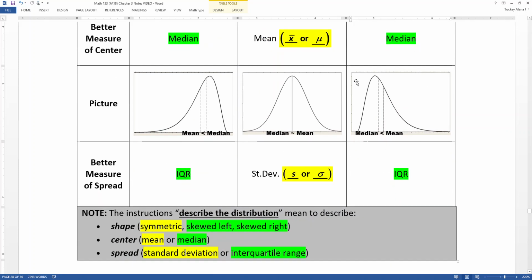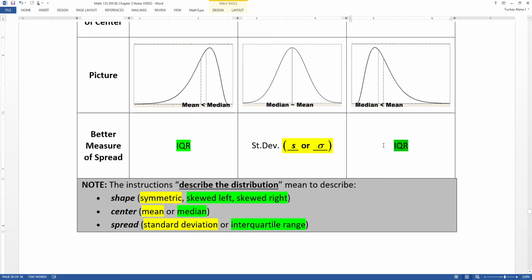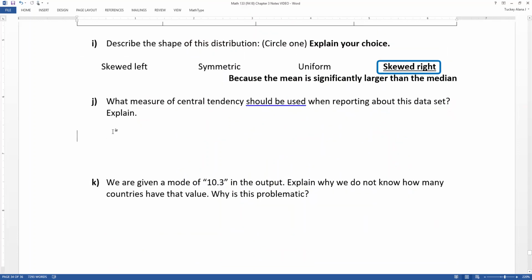And then this is the picture, right? So you could do a histogram or a dot plot or something like that, or even a box and whisker plot. So then the IQR is the better measure of spread, right? So the IQR, because it resists the outliers, resists that skewing. So looking back at our question, what measure of central tendency should be used when reporting about this data set? The measure of center that should be used is the median. And for the record, the measure of spread, I'm going to add that in. The measure of central tendency and spread that should be used when reporting about this data set is the median and the IQR because it's skewed right.